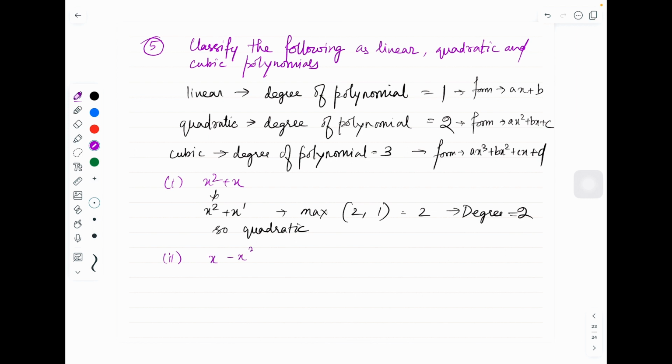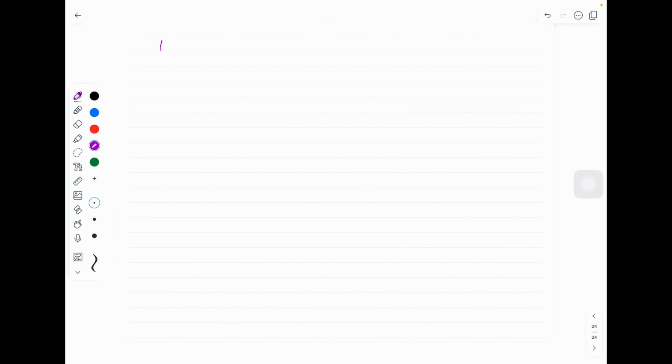Now x minus x cube. See, x to the power 1 minus x cube. So degree is what? 3, because the highest power is 3. Degree equals 3, that means it is cubic. Understood? This is cubic because this is 1, this is 3, and the max of 1 and 3 is 3.